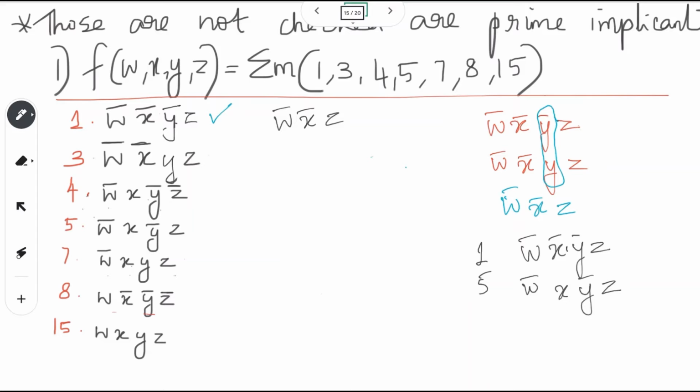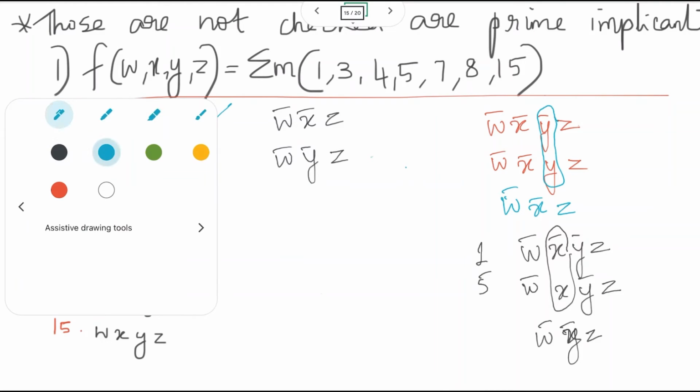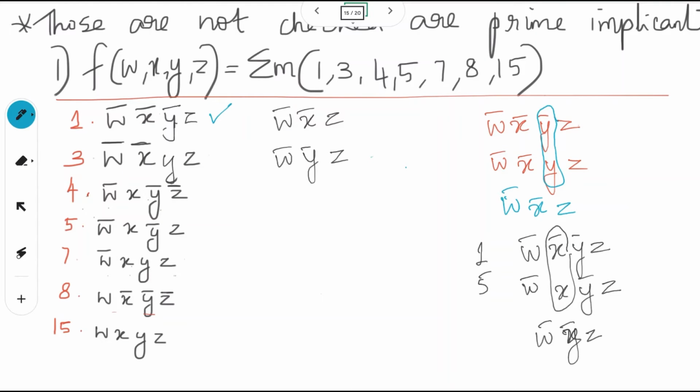So here only one variable is varying. So the final term will be w bar y bar z. So we can write here w bar y bar z. Now we should check whether it corresponds to a prime implicant or not. So w bar y bar z means w bar y bar z. So this is not a prime implicant.